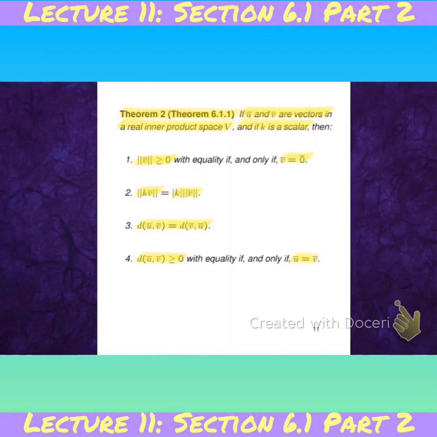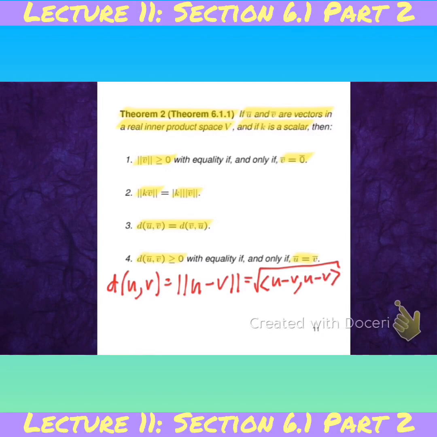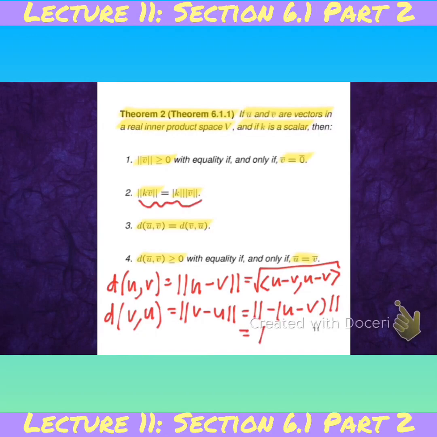Then the distance between u and v is the same as the distance between v and u. The reason that holds is simply because, remember, we said the distance between u and v is the norm of the vector u minus v, and that is the square root of the inner product of u minus v with itself. Also, if you look at the distance between v and u, that is going to be the norm of v minus u, which we know is the norm of minus (u minus v). And we know by this little rule here that this is the absolute value of minus 1 multiplied by the norm of u minus v.